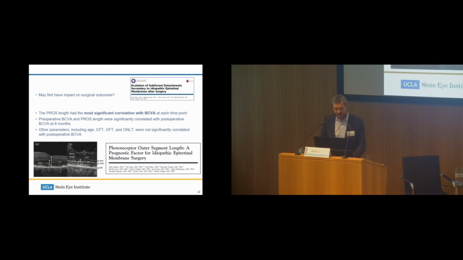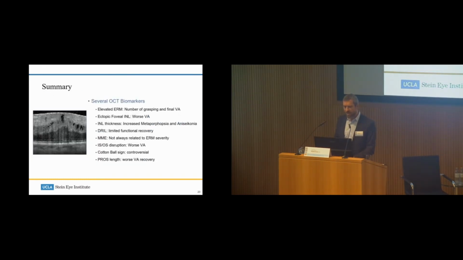The last biomarker is called the PROS length, for photoreceptor outer segment length, and corresponds to the distance between the RPE and the ellipsoid. This is the PROS length, and it seems to be strongly correlated with the visual acuity before the surgery and after the surgery. So in summary, there are several OCT biomarkers, one at the level of the epiretinal membrane.